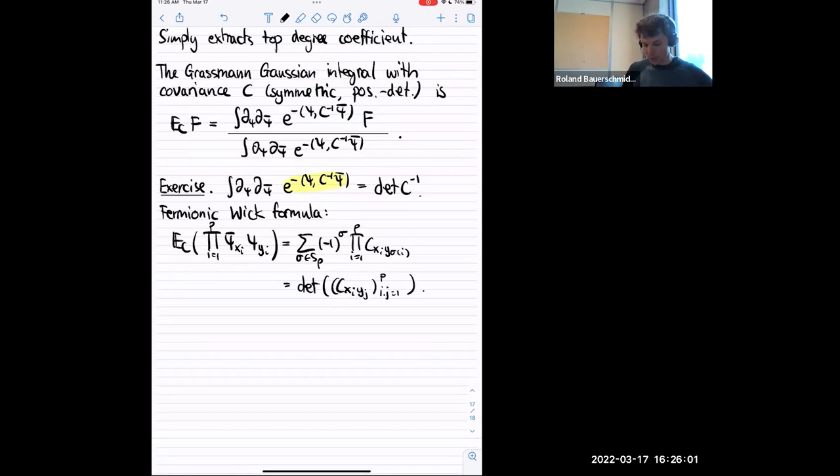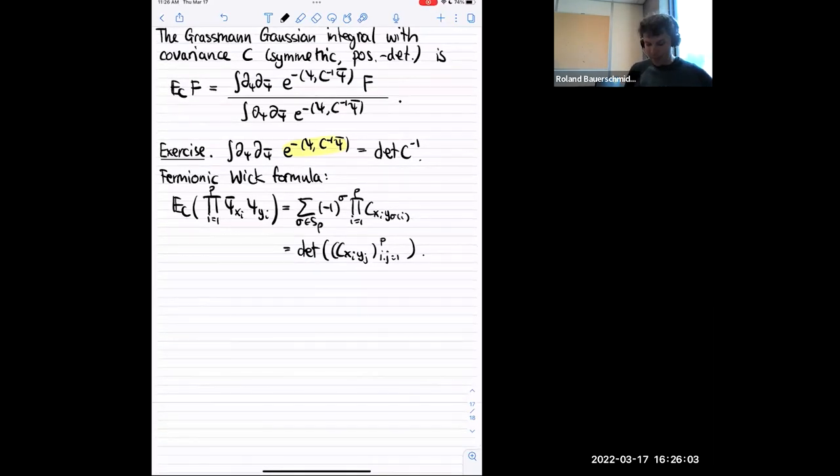It's just that determinant. So this is parallel to, say, the moments of a complex Gaussian, which are given by a permanent, the same formula without the minus 1 to the sigma. Now, the minus 1 to the sigma, if you see this for the first time, they could seem like a nuisance, but it turns out determinants are infinitely nicer than permanents. And I'll explain this in just a second.